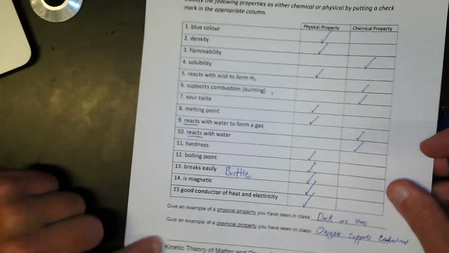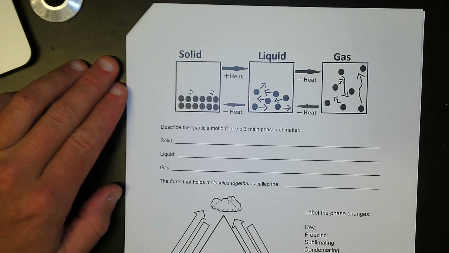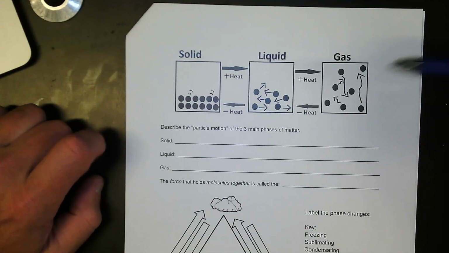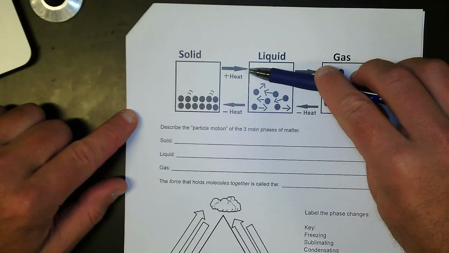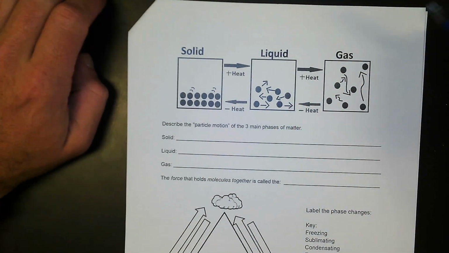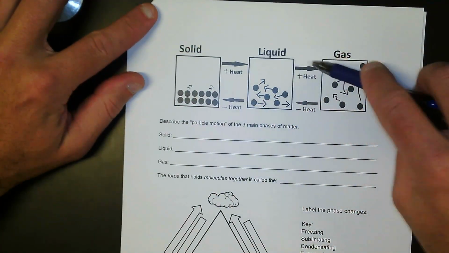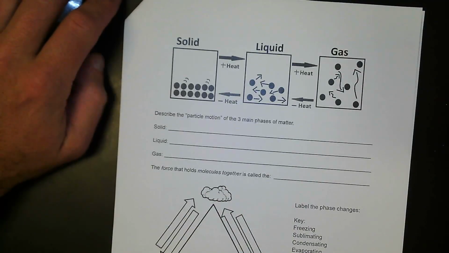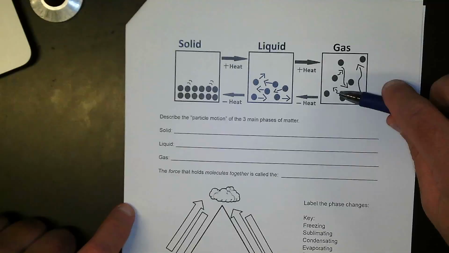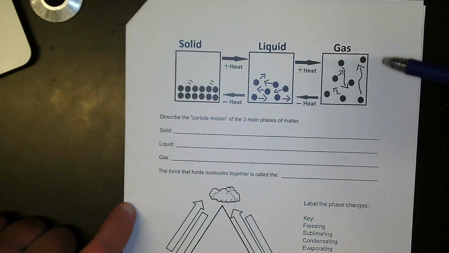Kinetic theory of matter and phase changes. As we add heat to a solid, we add energy. Temperature, like we took in our notes, is a measure of average kinetic energy. We turn a solid to a liquid. As we add more heat, we can turn a liquid to a gas. As heat leaves the system, remember, we don't want to say we remove heat, a gas becomes a liquid, and a liquid can become a solid.